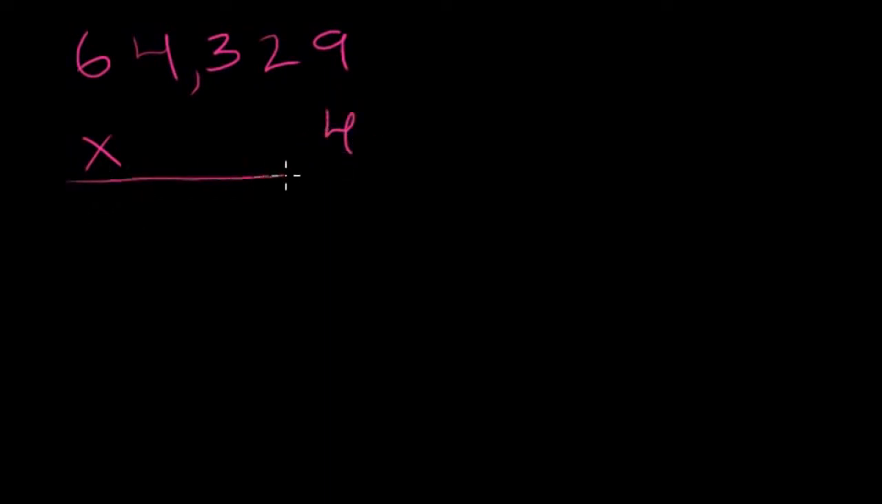So let's do 64,329 times, let me think of a nice number, times 4. I'm going to show you right now that we're going to do the exact same process that we did in the last video. We just have to do it a little bit longer than we did before. So we just start off saying, OK, what's 4 times 9? 4 times 9 is equal to 36. Right? 18 times 2, yep, 36. So we write the 6 down here. Carry the 3 up there.